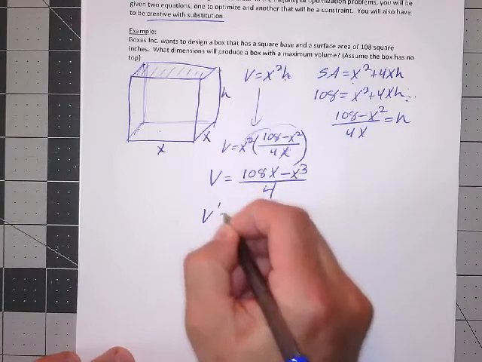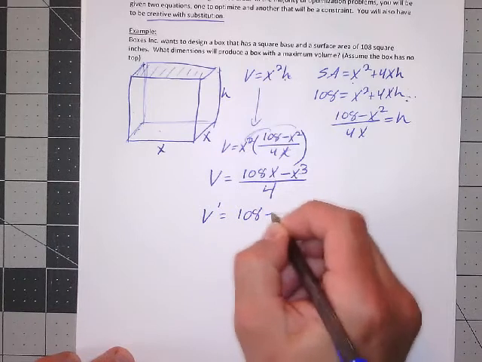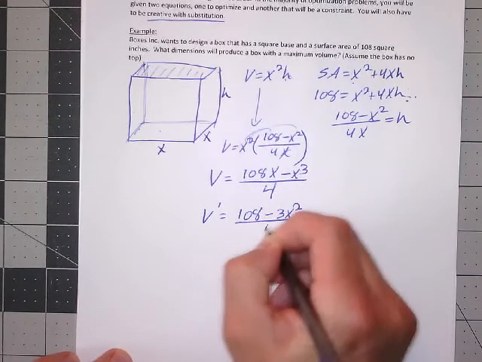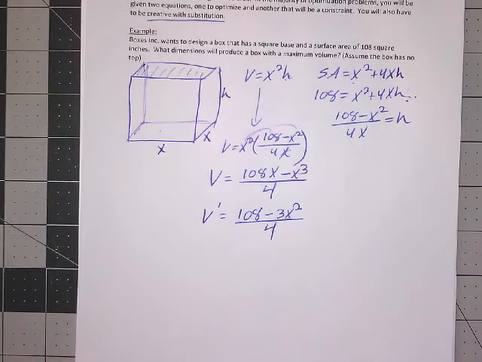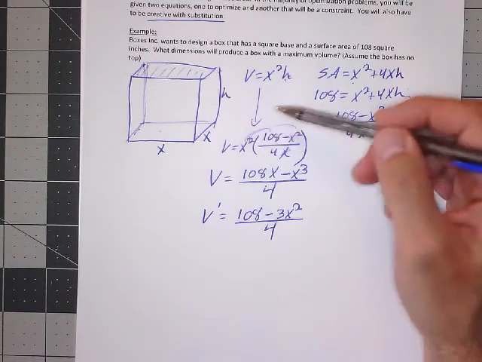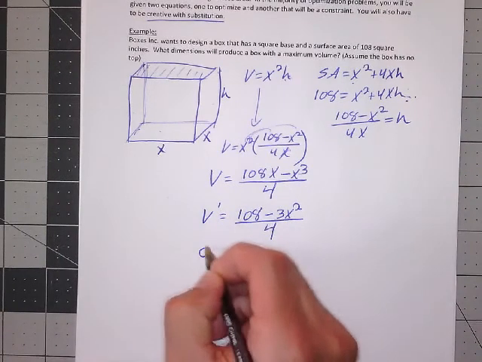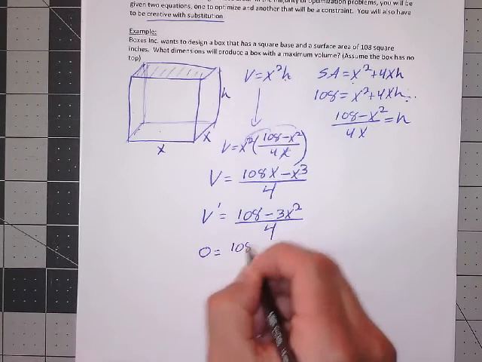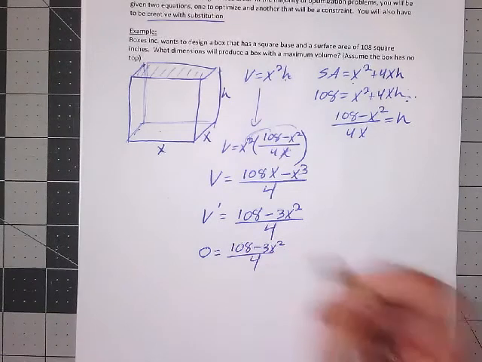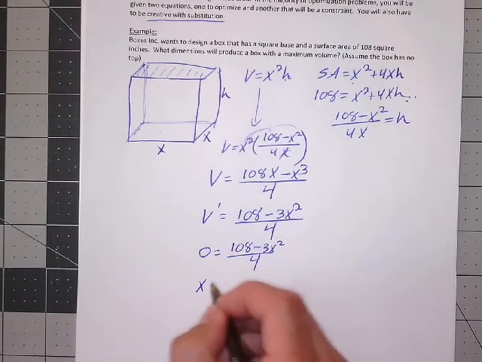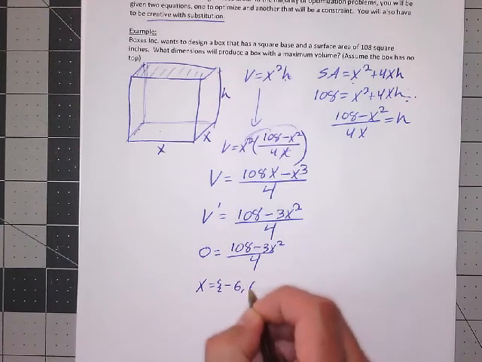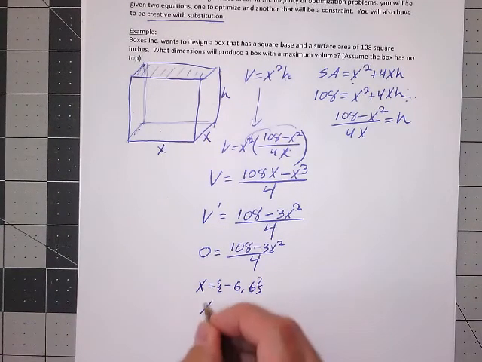So V prime is 108 minus 3x squared all over 4. No, we do not need the quotient rule because it's just a constant of 4 in the denominator. Up here we would have needed product and quotient rule and all that other fun stuff, but we can avoid that because we simplified. A little algebra goes a long way. Set this equal to 0. And when you set it equal to 0, you get x to equal -6 and +6.